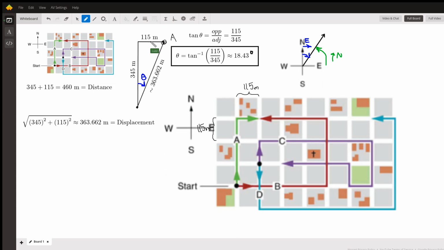Seeing that it makes a right triangle, which follows into Pythagoras' theorem: one leg squared plus the other leg squared equals the hypotenuse squared. So if you want the hypotenuse on its own, you have to square root everything. And that square root is not pretty. It's close enough to 363.662 meters, and that is the displacement. So it effectively gets into this triangle setup: 345 meters north, 115 meters east, and 363 meters at that angle theta.